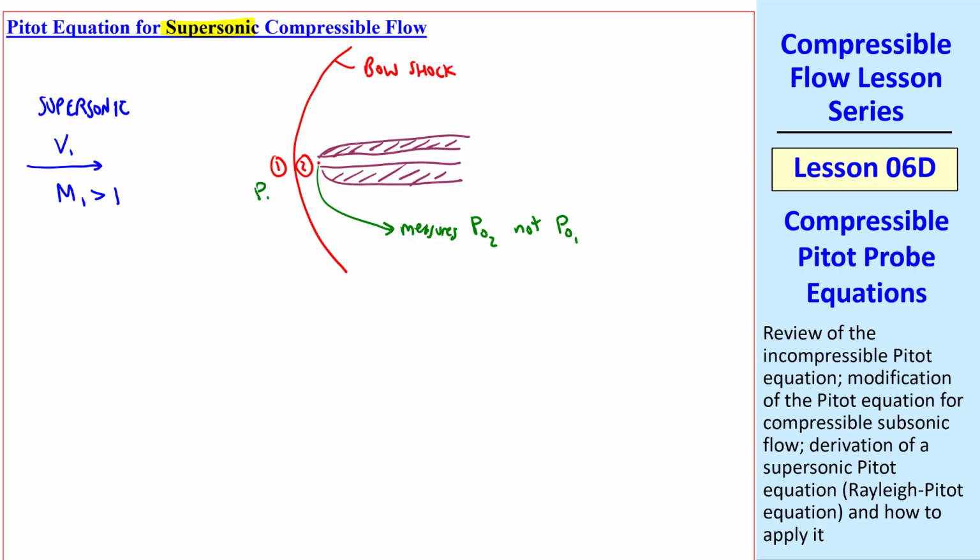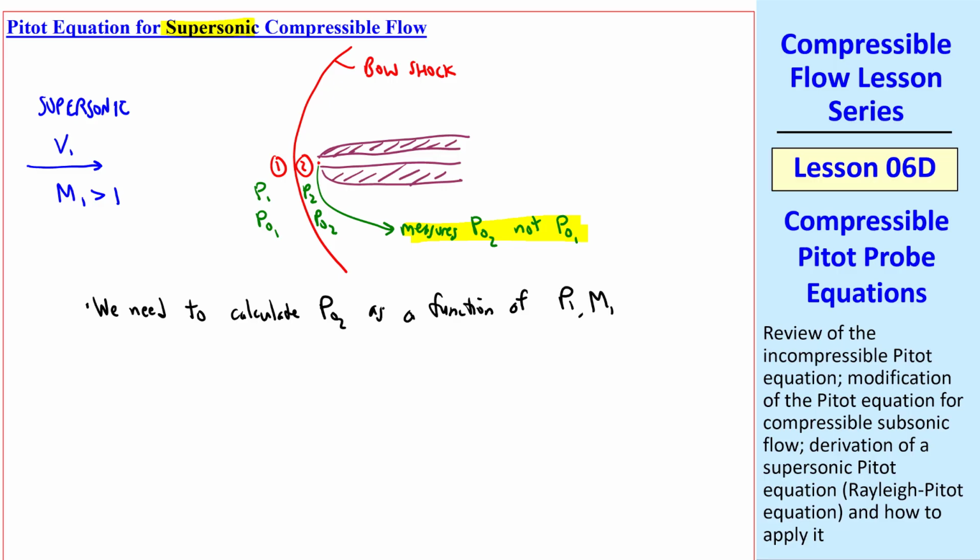So the pressure measured here is P0 2, not P0 1. Remembering that across a normal shock, both P and P0 change. P2 is bigger than P1, but P0 2 is less than P0 1. So we have to be more careful, realizing that this pressure measurement is no longer P0 1. We have to calculate the flow across the shock first. In particular, we need to calculate P0 2 as a function of P1, M1, gamma, etc., so that we can derive an equation for V1.